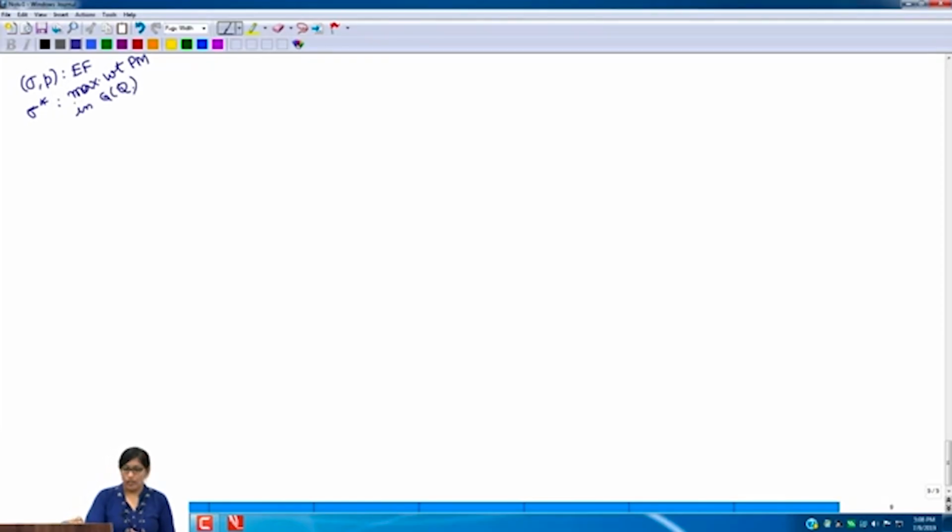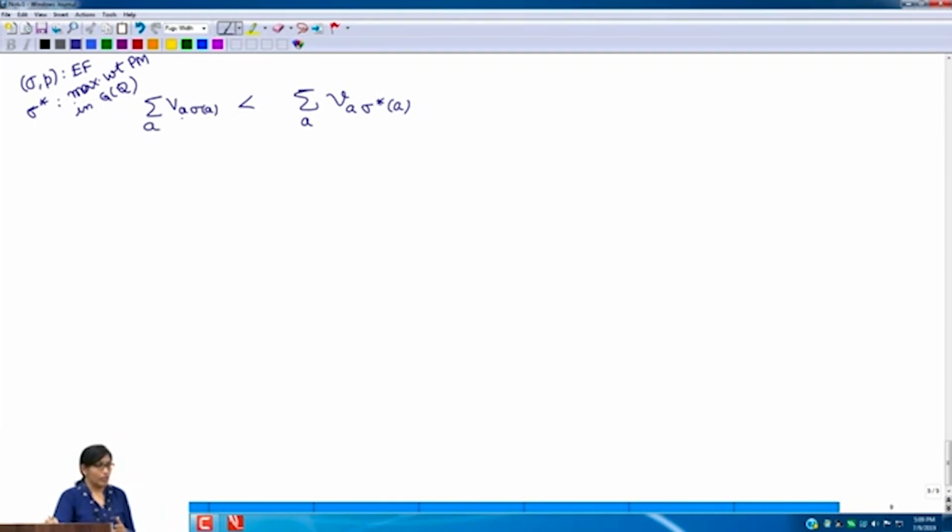Okay. So if it's a maximum weight perfect matching, I know that in particular the weight of this matching sigma star must be greater than the weight of the matching sigma, because sigma is not a max weight perfect matching. I know that this has to be strictly greater than the weight of matching sigma. So there's a strict inequality going on here.